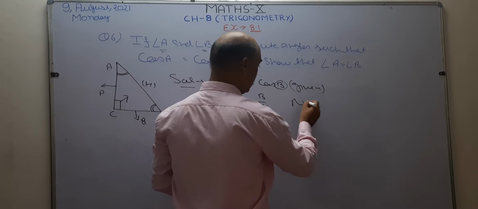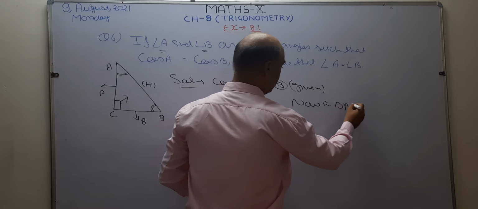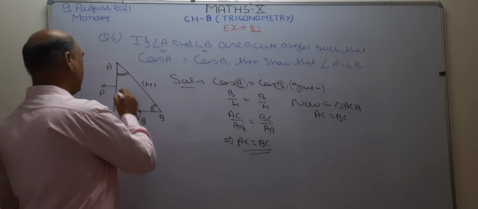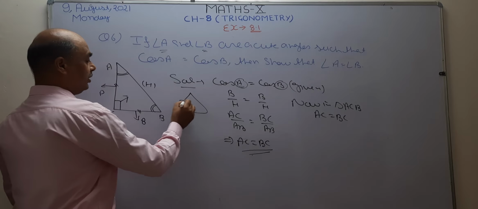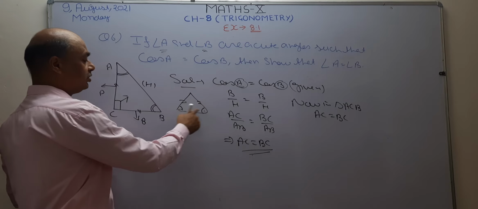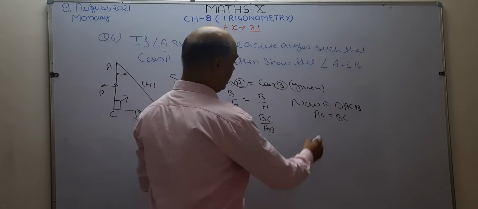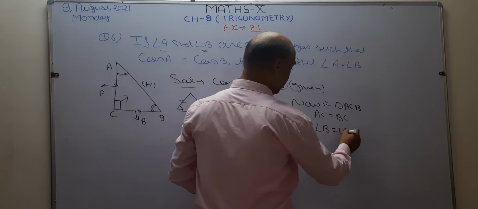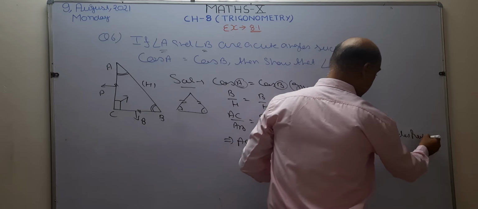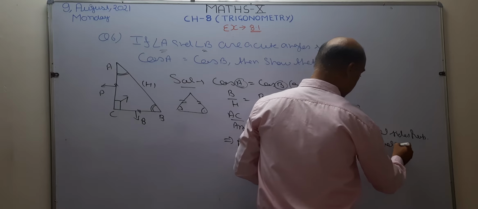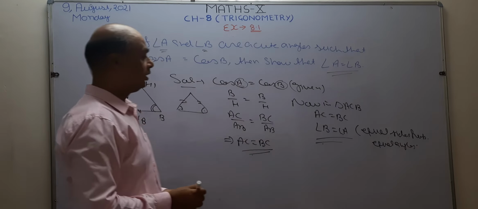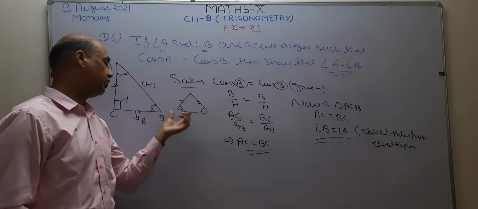Now in triangle ACB, what is given? AC equals BC. These two sides are equal. As you know, when two sides of a triangle are equal, then the base angles are equal. Reason: equal sides subtend equal angles. So angle B is equal to angle A. Reason: equal sides subtend equal angles. So this is the answer to this question. It is very simple: by making these two sides equal, these two base angles become equal.